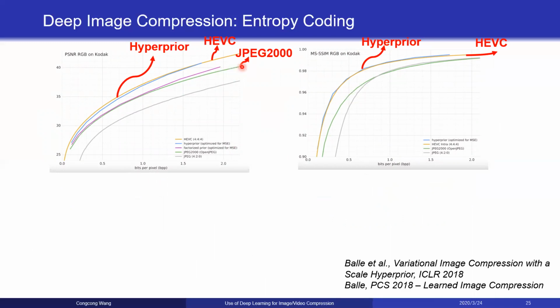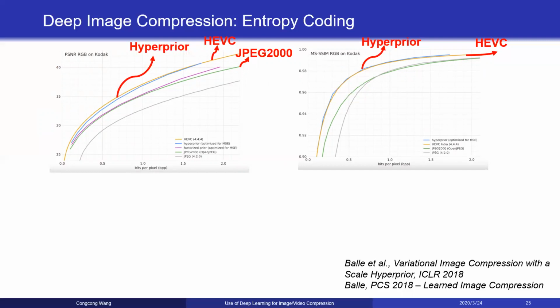green one here. And the hyperprior model is shown here, this line. The performance is comparable to HEVC in terms of PSNR, and also comparable in terms of multi-scale SSIM. This model is optimized for mean square error, so the performance is almost as good as HEVC intra.